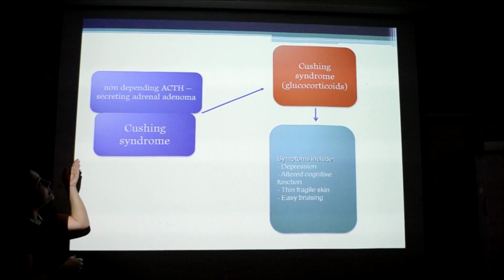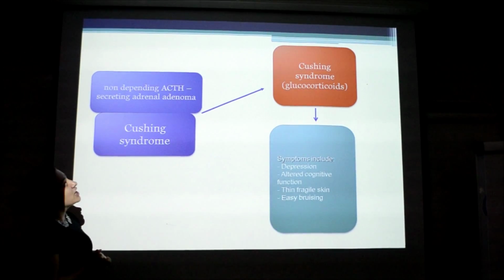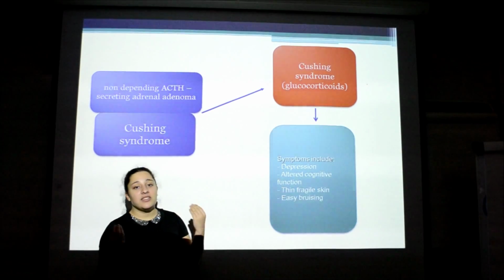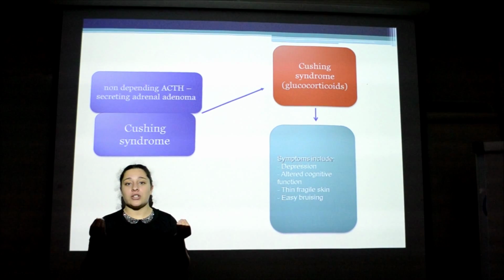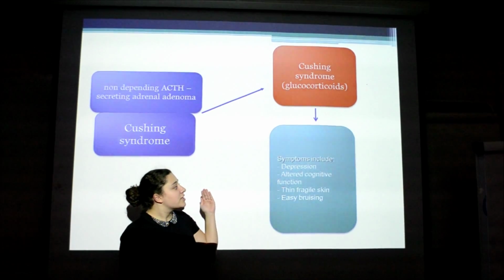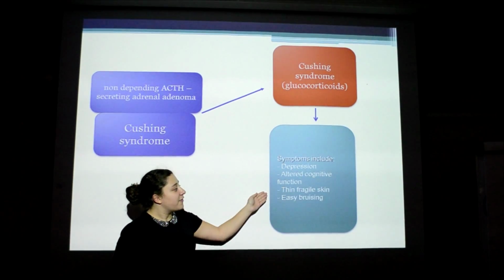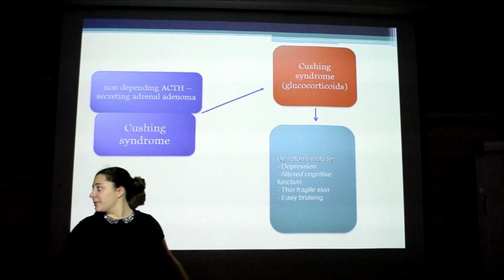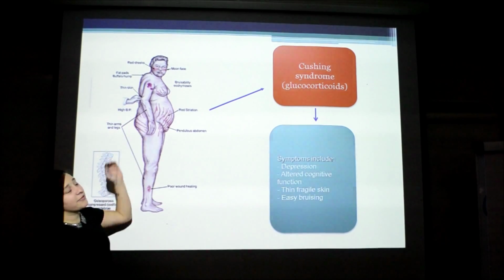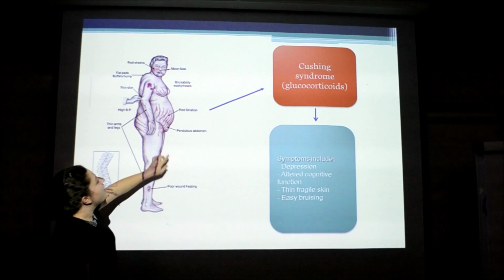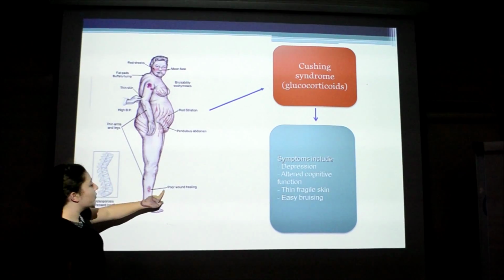So when we have a non-dependent ACTH secreting adrenal adenoma, it will cause Cushing's syndrome, and the high amount of glucocorticoids in the body will produce symptoms such as depression, altered cognitive function, thin fragile skin, and easy bruising. And you can see here in the picture as well some signs. So the moon face shape, the striae, and the poor wound healing.